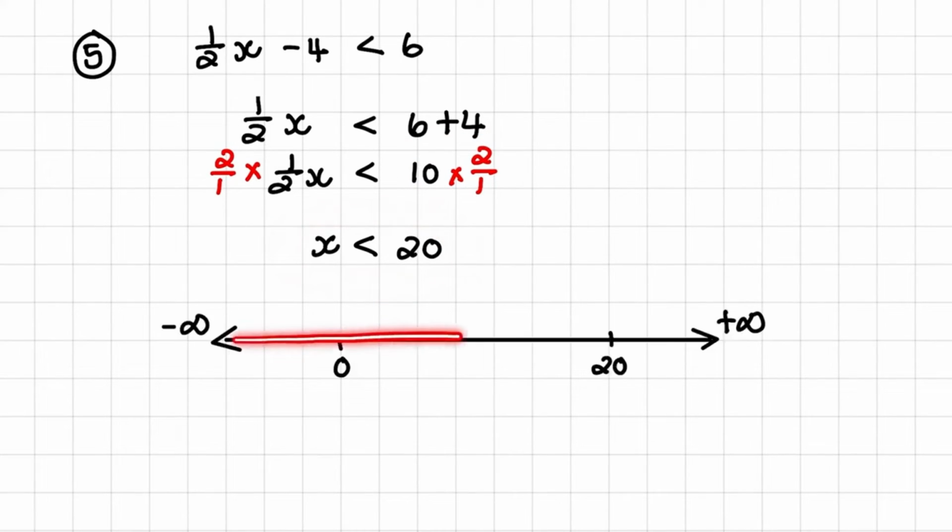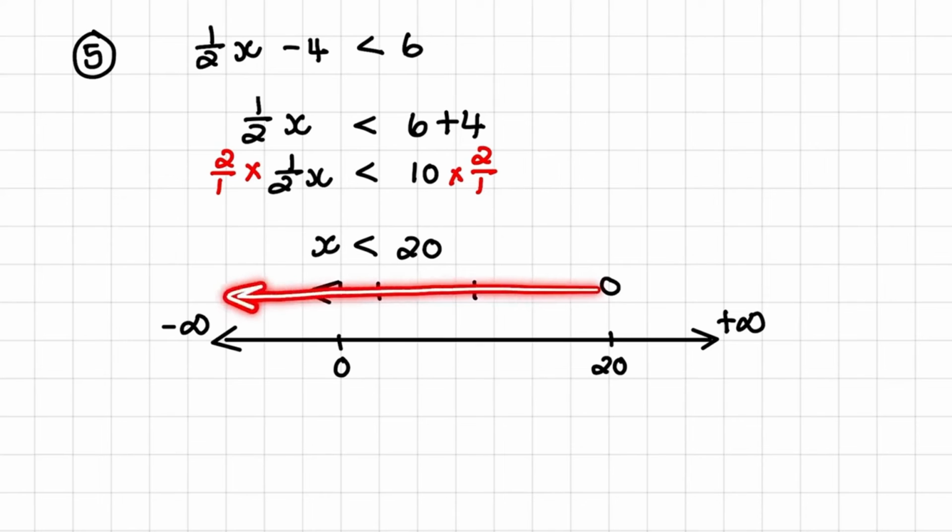So if I consider a number line, I would find 20 on the number line and indicate that with an open circle, because x is not equal to 20, but we start from 20, and we want to find values that are smaller than 20. So that is towards the left hand side of 20. That includes 15, 1, 0, and every negative value, fraction or decimal which is smaller than 20.